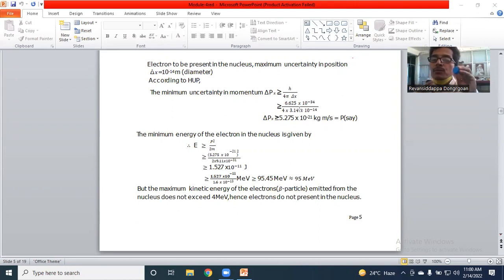When you know the maximum position, you come to the formula of the Heisenberg uncertainty. What is the Heisenberg uncertainty principle here? Delta x into delta p is equal to h by 4 pi. I kept delta p as it is, and I took delta x here. Substitute all the values we know, the constants, then you will get the values.